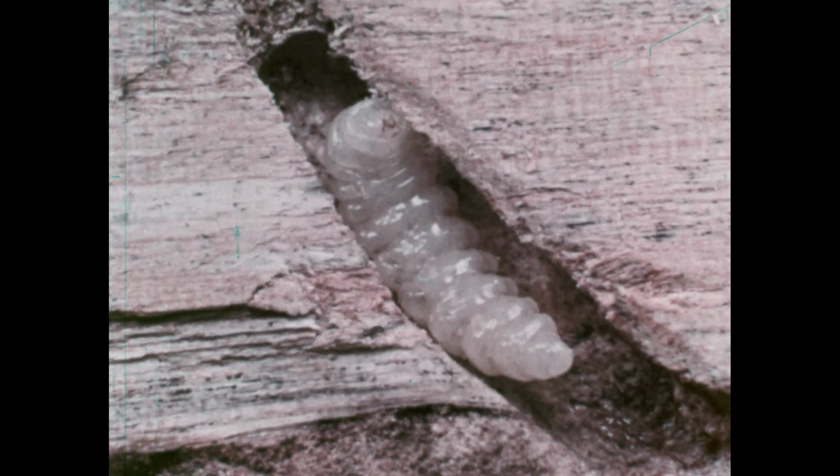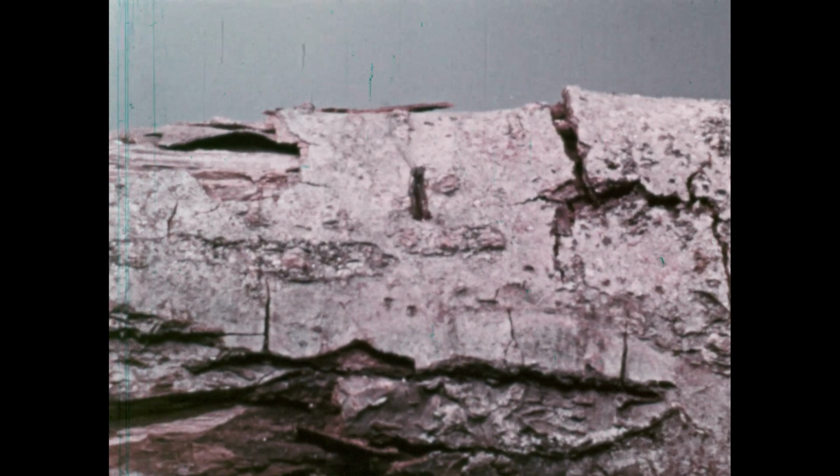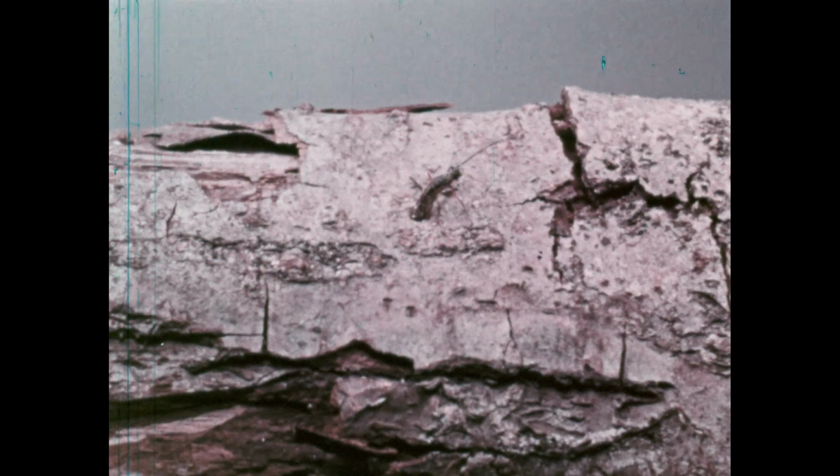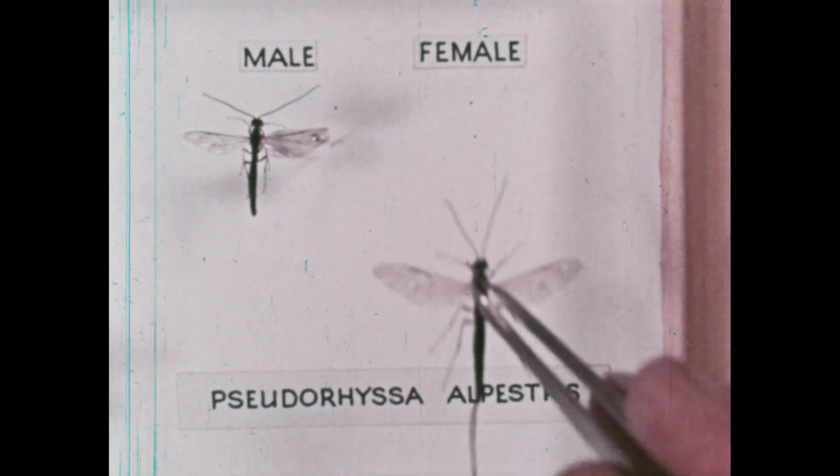Pupation takes place the following spring, and the young Pseudorissa adult comes out at the same time as the Ricella females are emerging. That is in May. Only by this careful timing can Pseudorissa make use of Ricella.